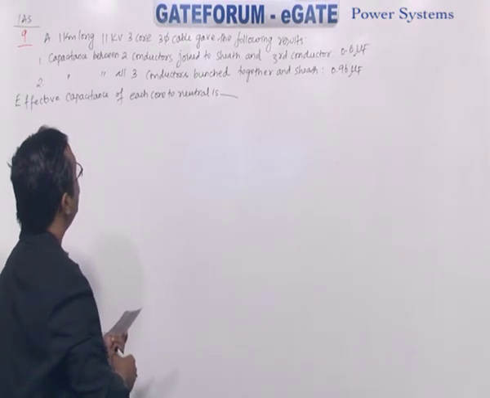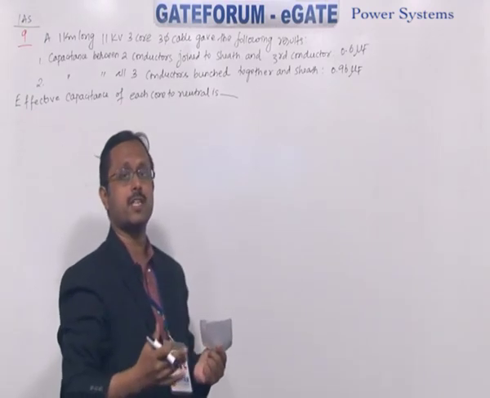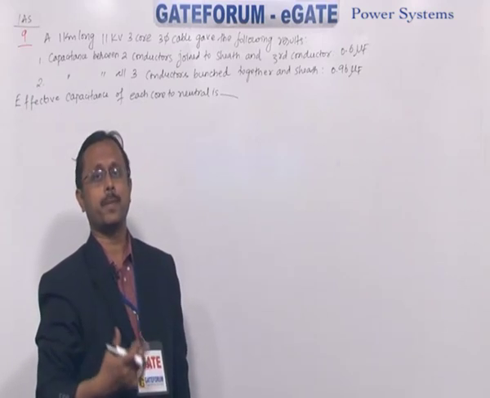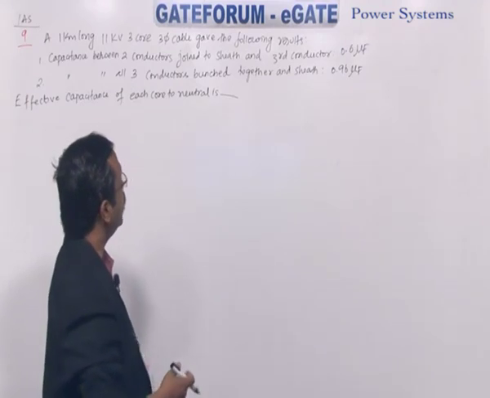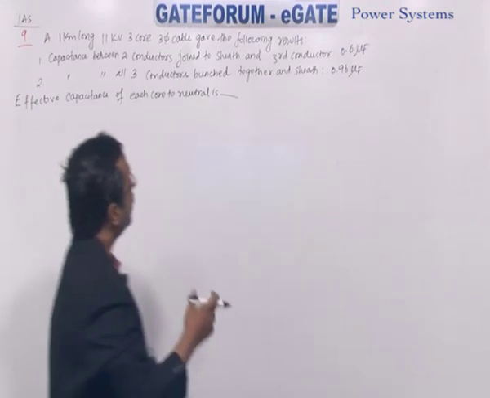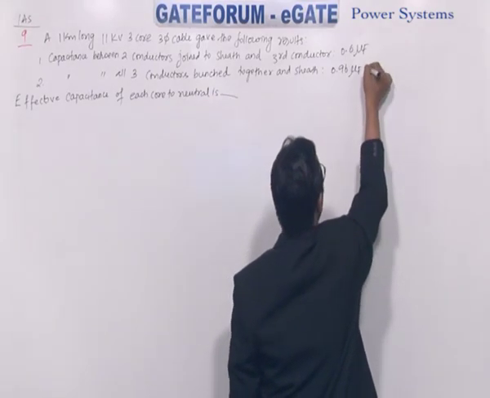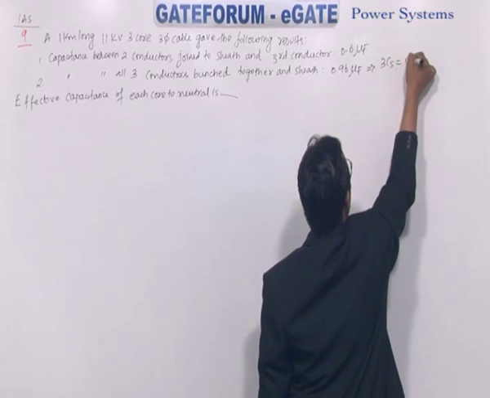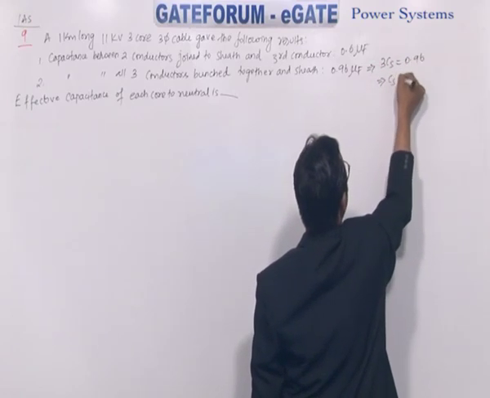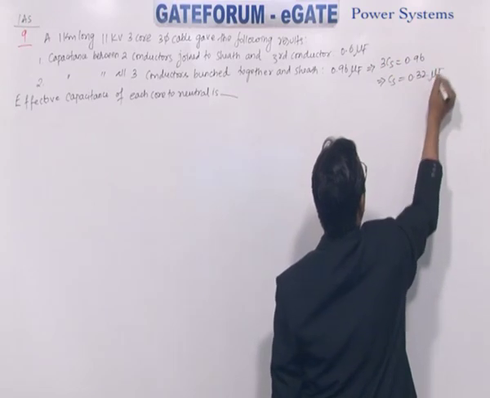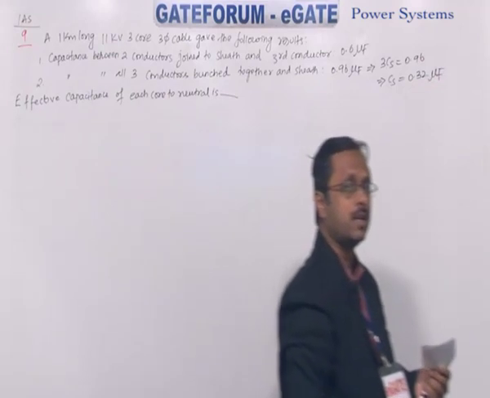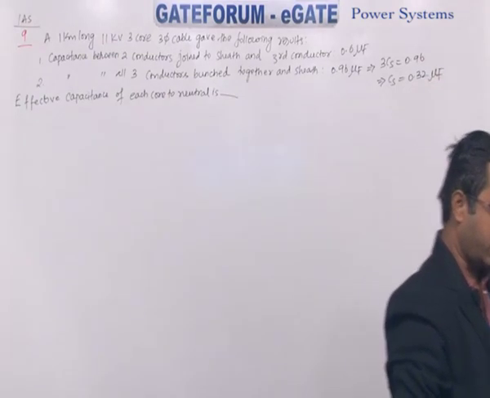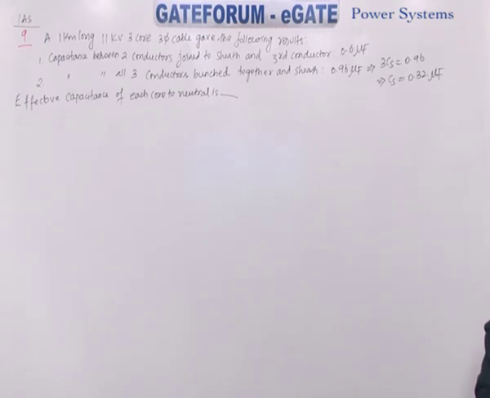So how do you find it with respect to any of the three phase conductors and neutral? You know the capacitance is CS. That CS we have to calculate. For that there is no need of the first result. The second result is sufficient. Bunched together and sheath means 3 CS, which is 0.96. So what is the value of CS? The value of CS is 0.32 microfarads. So this is how you calculate and find this value.